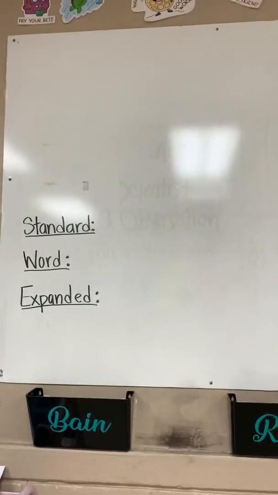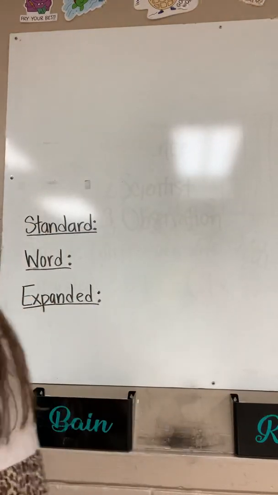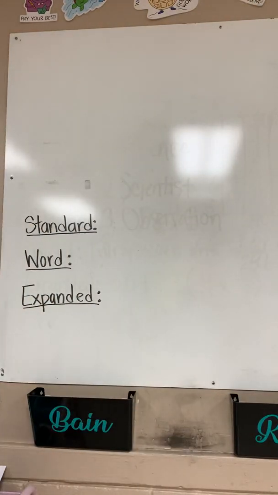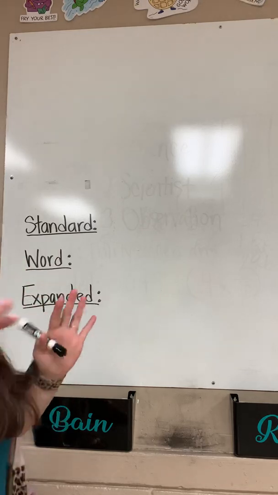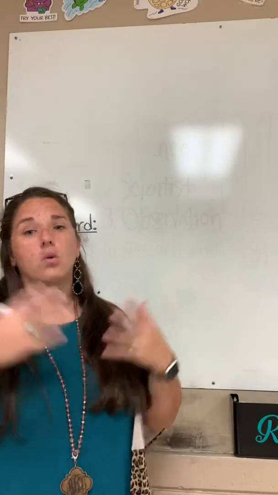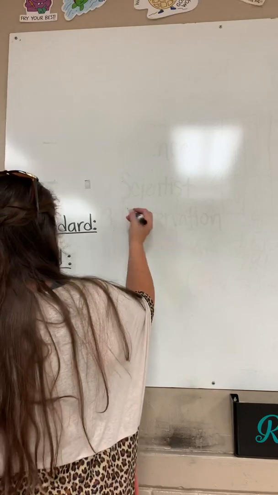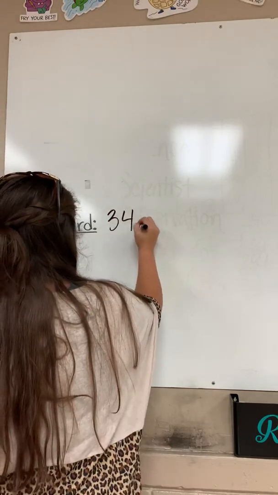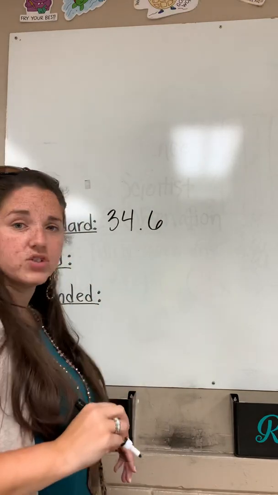So let me line this up. I'm hoping this is lined up. Let me double check. Yes, it's lined up. Okay, great. So let me find an expo marker. So we have standard, word, and expanded. So standard is just when you use the numbers, okay? So I'm just gonna pick a random number to write down with the decimal. I'm gonna do 34 and 6/10, okay? We'll start out real slow, okay?